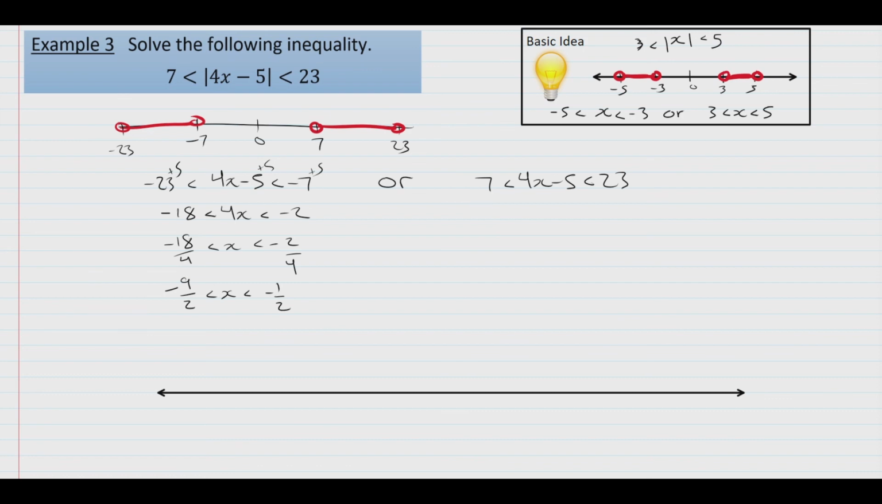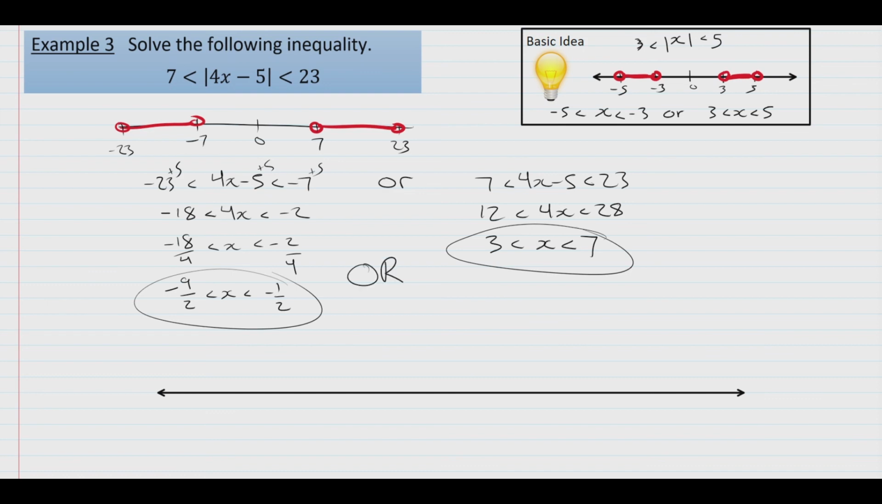On the right side, we have 4x minus 5 is between 7 and 23. So we'll just go ahead and solve that to isolate x in the middle. Adding 5 to each piece, we get 12 is less than 4x, is less than 28. And dividing by 4, we get 3 is less than x, is less than 7. So here we go. We can either have x values between negative 9/2 and negative 1/2, or we can have x values between 3 and 7. And you can have either of these cases. You do not need to have them simultaneously.